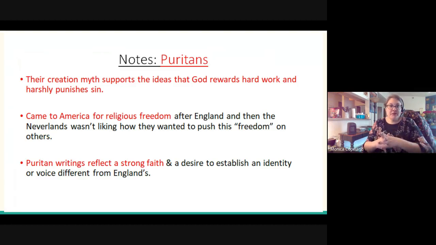They came to America, this land, for religious freedom. But as soon as they got here, they made sure no one else had religious freedom. They meant their religion. Fun fact, they also got kicked out of the Netherlands first. First, they got kicked out of England, and then they got kicked out of the Netherlands, basically for people thinking they were too harsh. Finally, every Puritan writing is going to reflect a strong faith. You'll see that this week and next week. Just about everything they write references God.